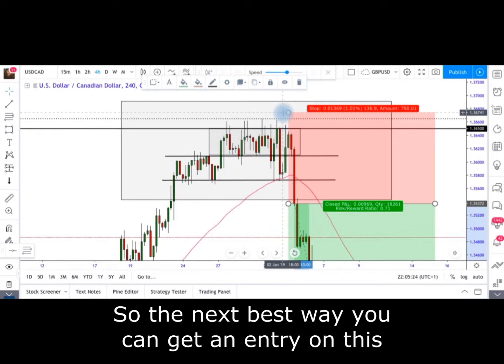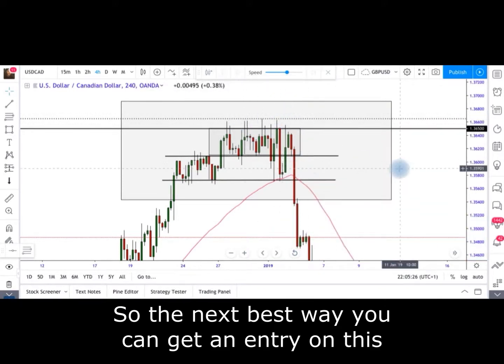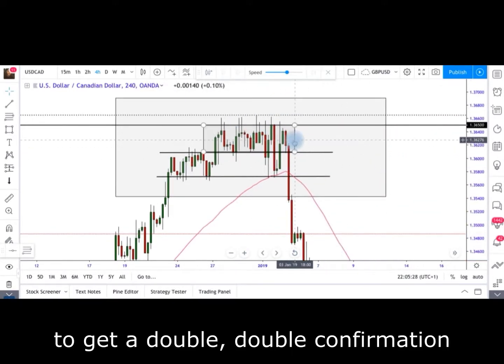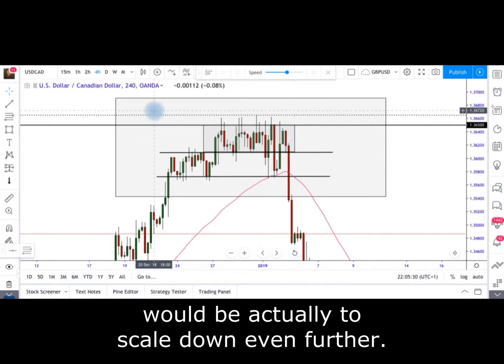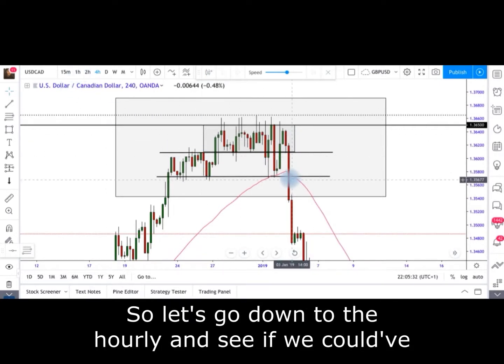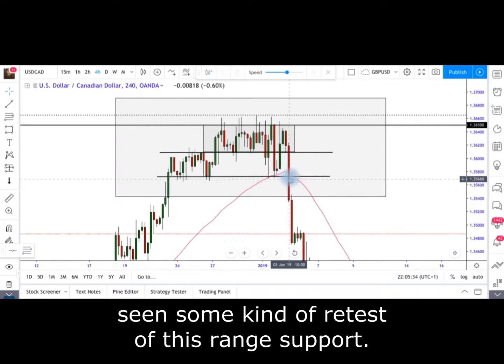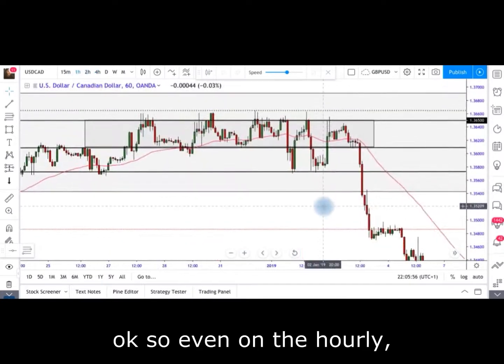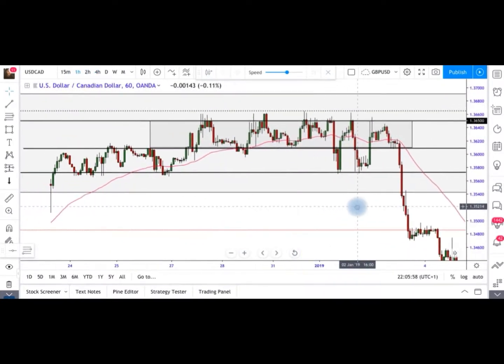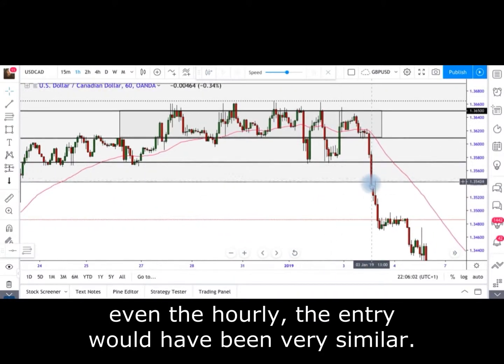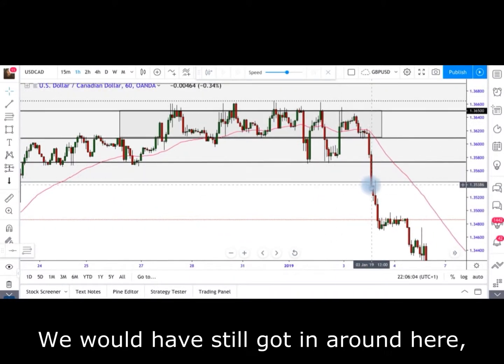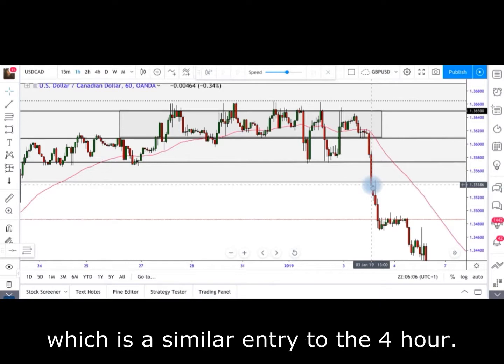So the next best way you can get an entry on this to get a double confirmation would be actually to scale down even further. So let's go down to the hourly and see if we could have seen some kind of retest of this range support. Okay, so even on the hourly, the entry would have been very similar. You would have still got in around here, which is a similar entry to the 4-hour.